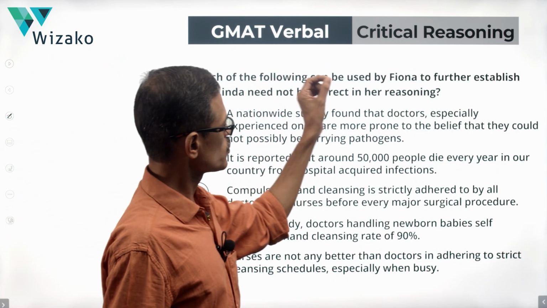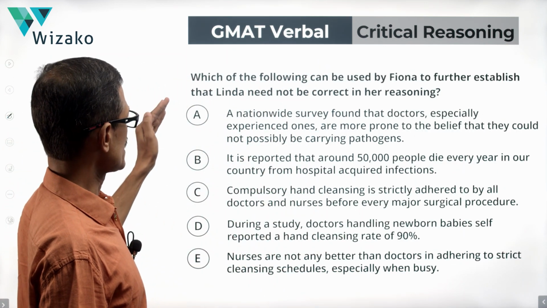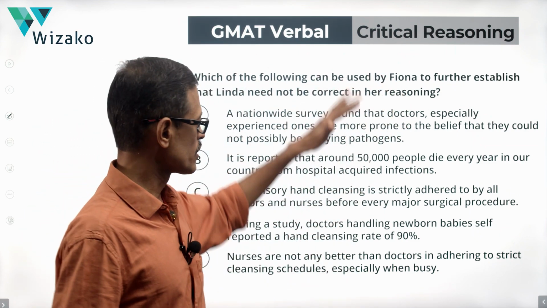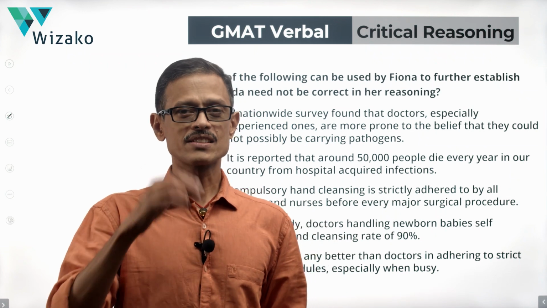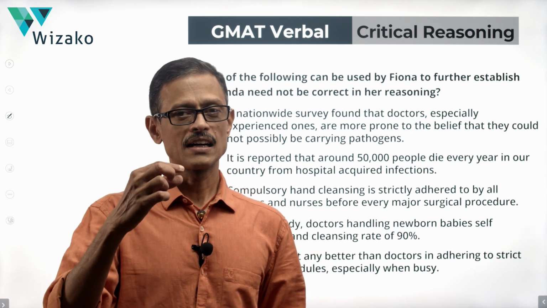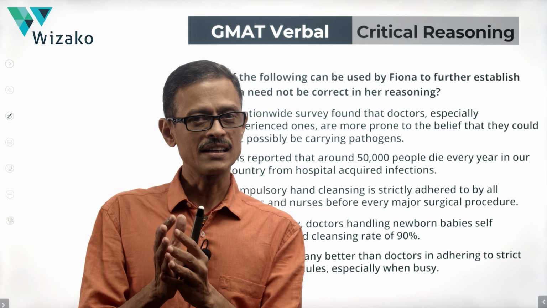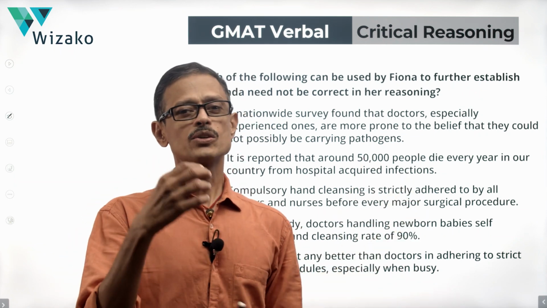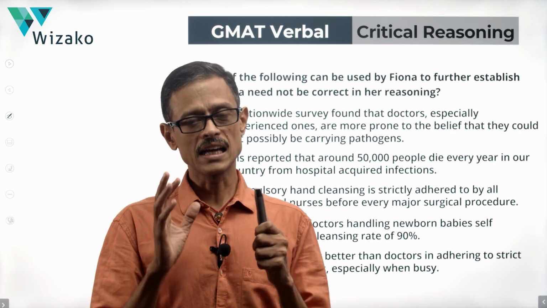Which of the following can be used by Fiona to further establish that Linda need not be correct in her reasoning? I'm not looking at the answer options at all right now. This tells me that Fiona and Linda are probably not agreeing on something, and we need a better answer option to help Fiona counter Linda's argument.